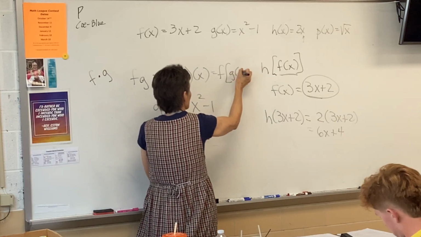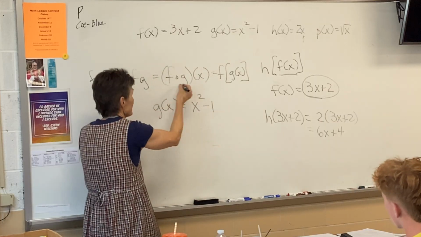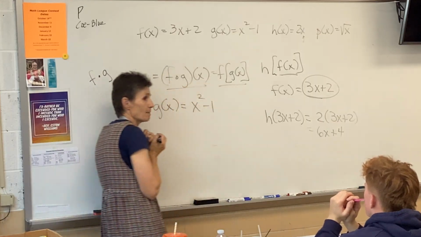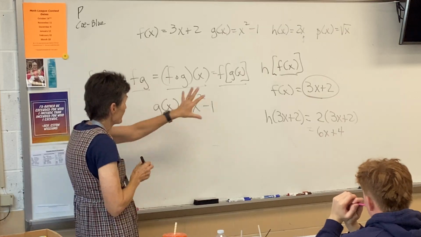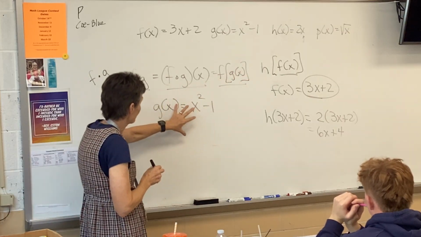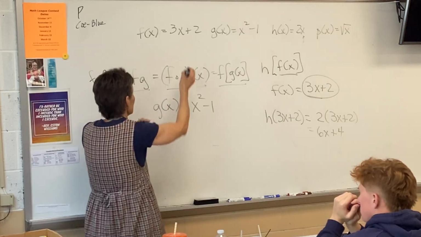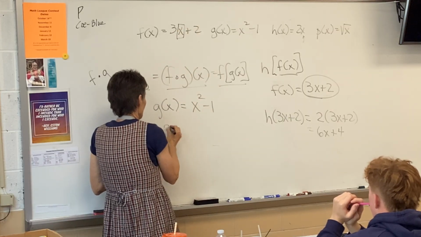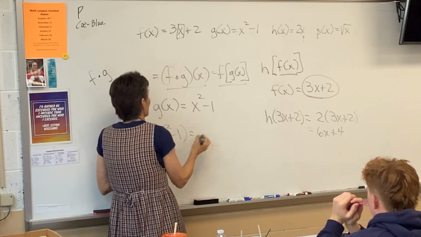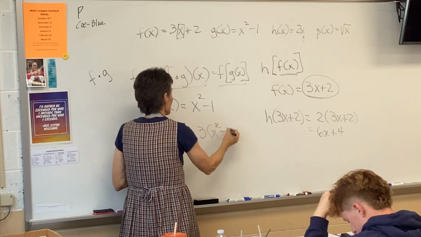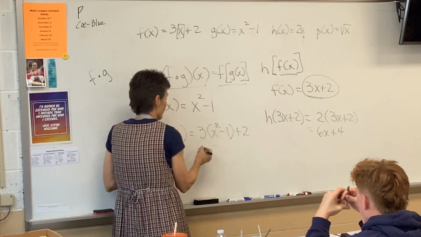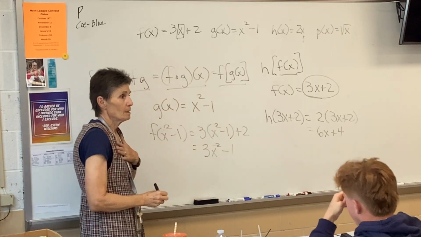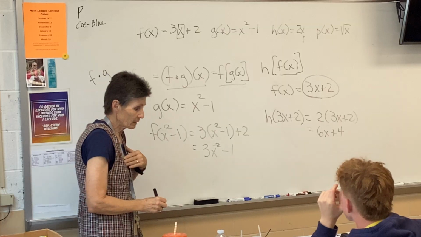Here's another way of writing it, if that makes more sense to you. All of these are ways of writing the same problem. So take your whole g function and put it in right here. So f of x squared minus 1 is 3 times (x squared minus 1) plus 2. So 3x squared minus 1 when I distribute and collect like terms.